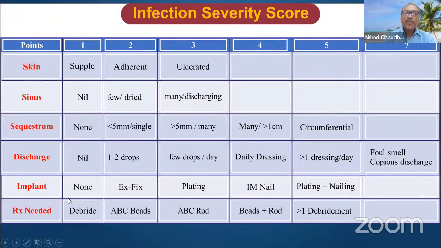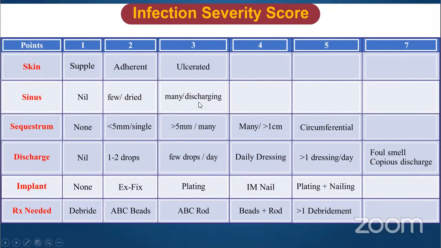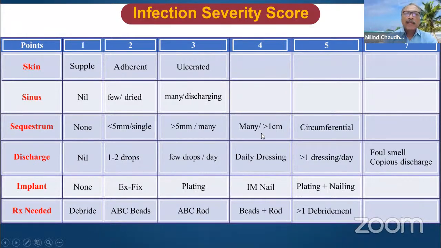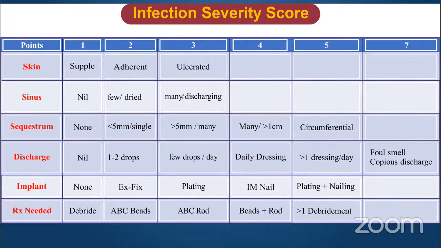So for the infection severity score, we have given 1, 2, 3, 4, 5 points. If the skin is supple, it gets 1 point. If there are many discharging sinuses, we're going to give 3 points to this patient. If there is a large circumferential sequestrum, he gets 5 points.